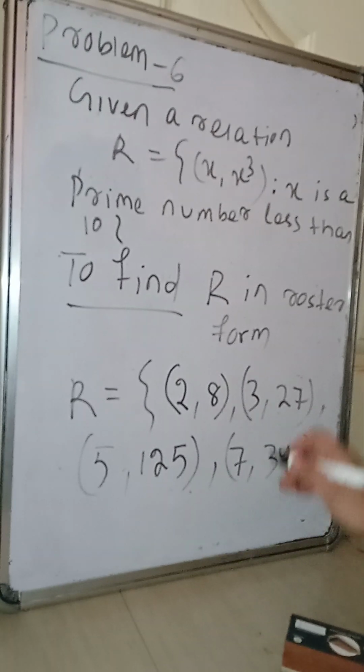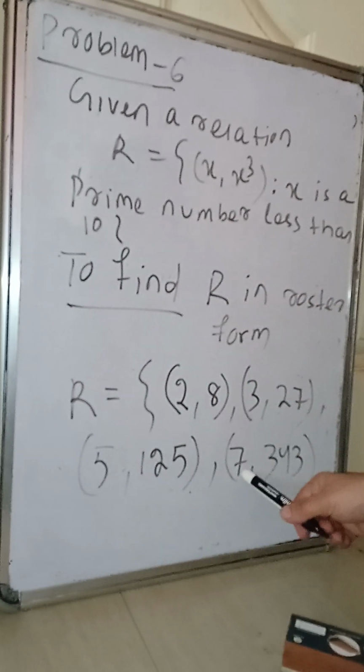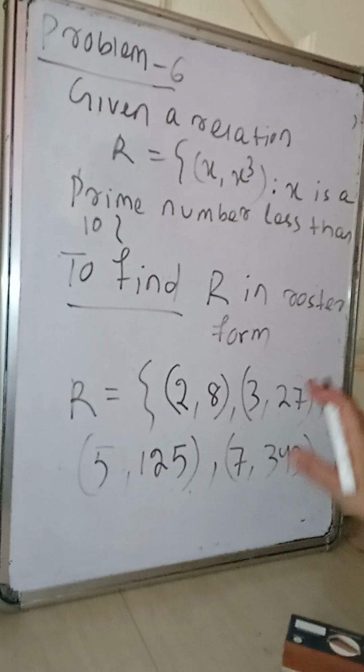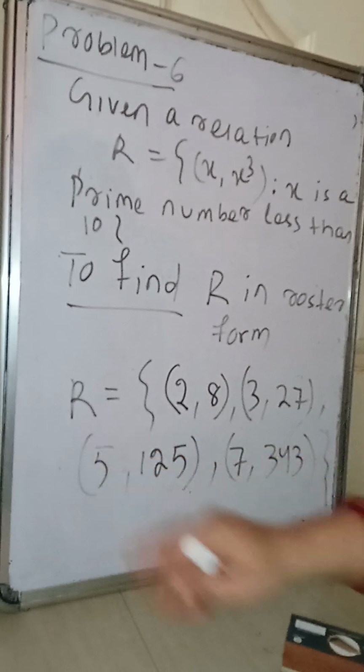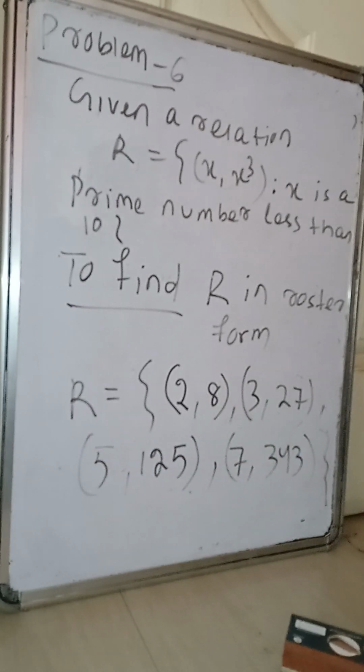Then the next prime number less than 10, because x is a prime number less than 10: next are 8 and 9, but 8 and 9 are not prime numbers. So these are all the ordered pairs in the relation R. Okay. You can solve more problems of this type, try to solve more. Thank you.